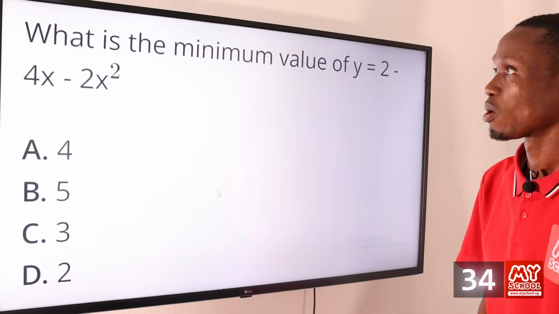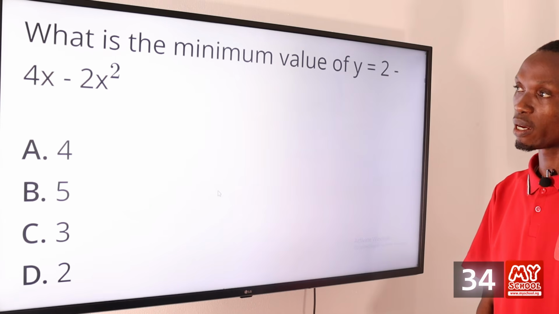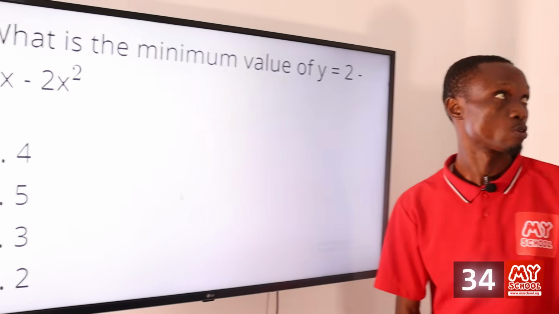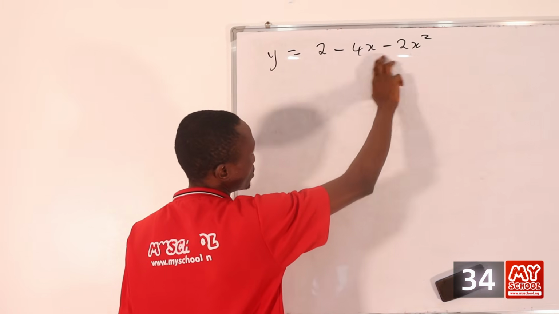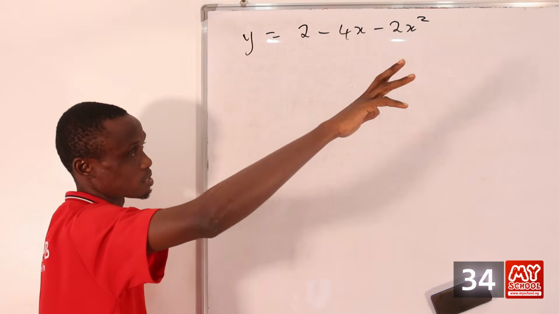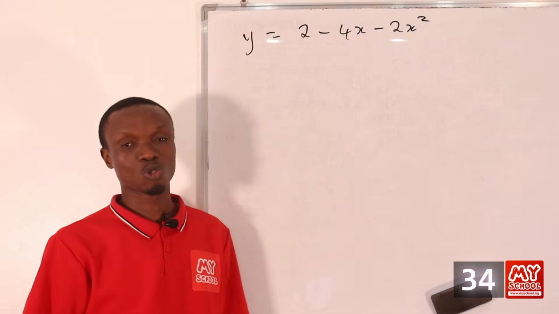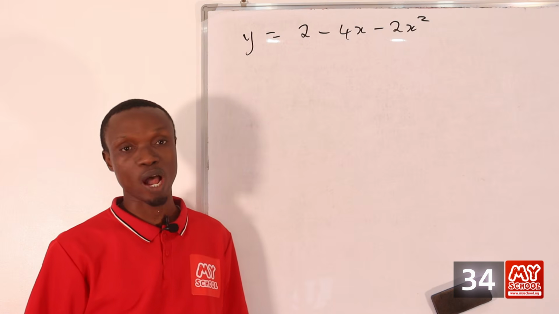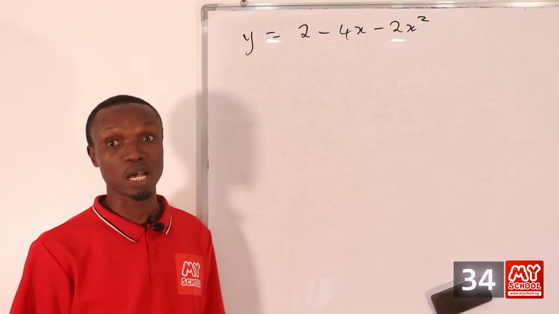Question 34. What is the minimum value of y is equal to 2 minus 4x minus 2x squared? Okay, so let's move over to the board to provide the answer. Looking at this equation, what is given to us here is a quadratic, right? And here we have a negative coefficient of x squared. By having a negative coefficient of x squared, there's no way the value of y is going to be a minimum. So probably in this question, they wanted to say maximum, right?